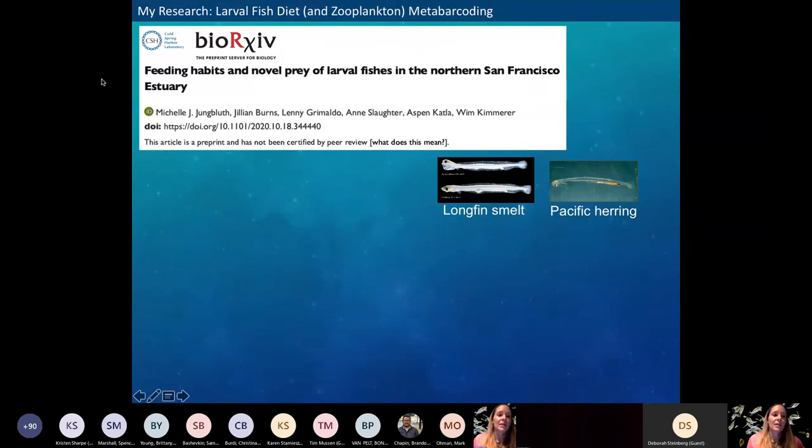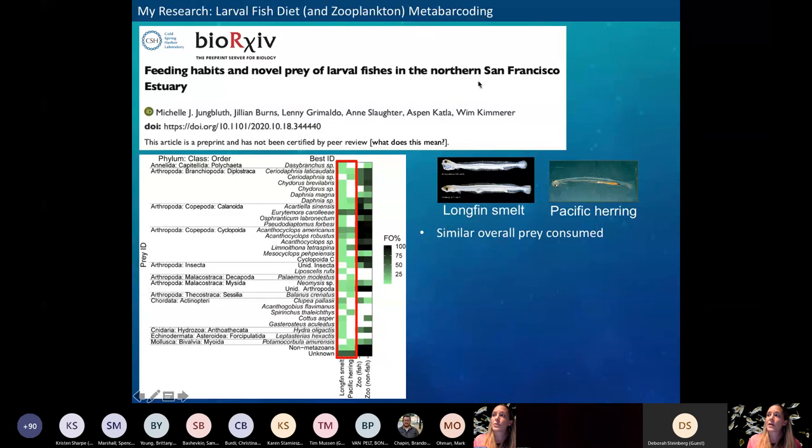Okay, and finally, one of the cool projects that I got a preprint out recently and submitted to eDNA for review was looking at feeding habits and the prey of larval fishes in the estuary, primarily longfin smelt and herring larvae, using DNA metabarcoding of the guts of the species, and then comparing that to the zooplankton assemblages. Some of the results that we found were, of course, we got species level ID of a range of organisms, primarily different arthropods, copepods, some cladocerans, a couple of mysid sequences, and then some interesting soft-bodied things like cnidarians and some other weird things like the echinoderm and lepisterius.